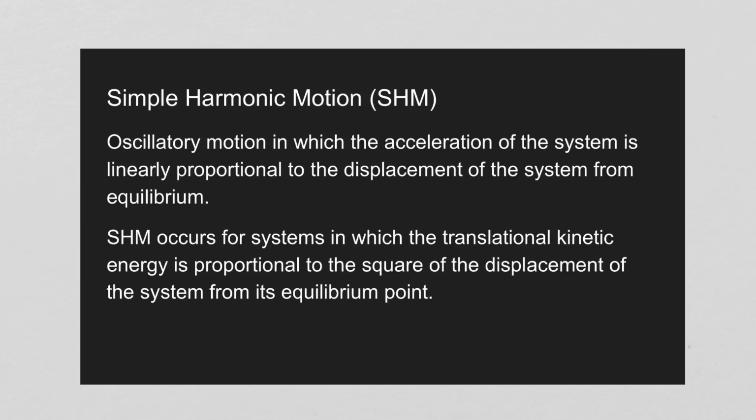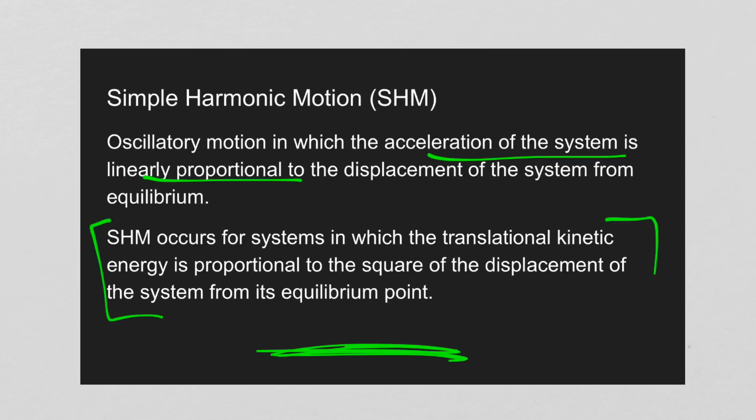Simple harmonic motion, that's the term we're going to use to define all this. It's an oscillatory motion where the acceleration is linearly proportional to the displacement. It's going to go back and forth, boing, boing, boing, like a spring. It occurs for systems in which the potential energy is proportional to the square of the displacement of the system from its equilibrium point.